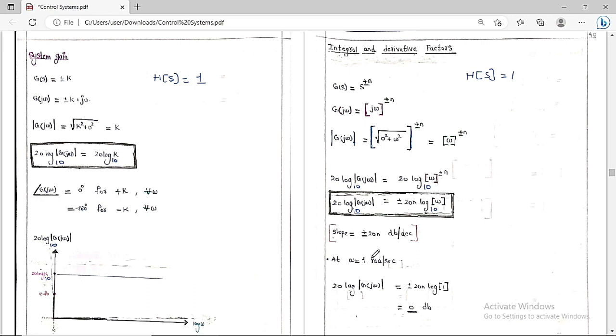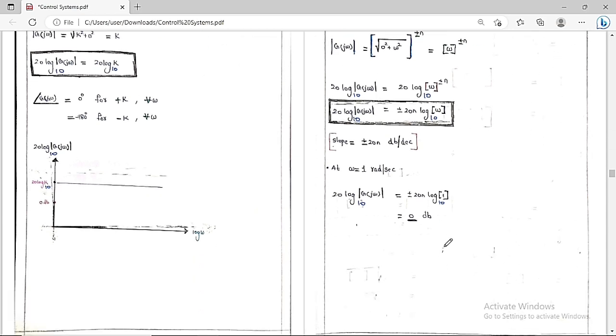Suppose at ω equal to 1 radian per second, I want to know what is the value. If you want to know the value, we substitute ω equal to 1, then we are going to get 20 log of mod of G(jω)H(jω) with base 10. So we can substitute here plus or minus 20n into log of ω, where ω is 1. So log of 1 base 10 is nothing but 0. So 0 into everything is again 0 dB. So this is what we are going to get in terms of dB. So this is about the 0 dB. Then what I am trying to tell you is very simple.